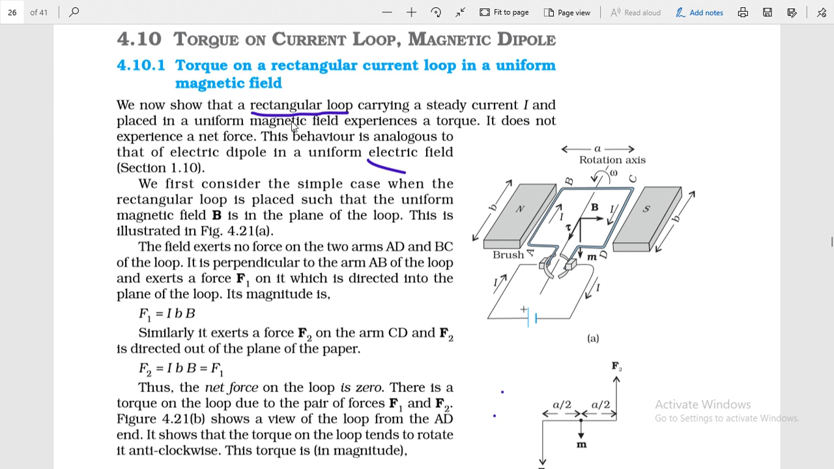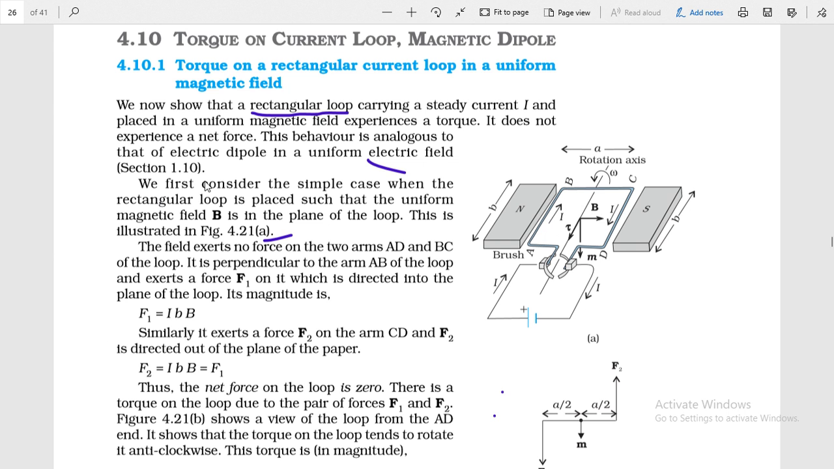We first consider a simple case when the rectangular loop is placed such that the uniform magnetic field is in the plane of the loop. This is illustrated in figure 4.21a. So in this case we are assuming that the plane of this loop is in the same direction as the magnetic field.